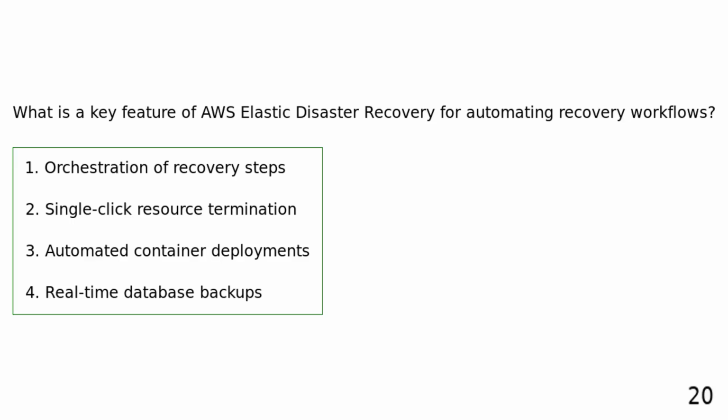What is a key feature of AWS Elastic Disaster Recovery for automating recovery workflows? Orchestration of recovery steps. Single-click resource termination. Automated container deployments. Real-time database backups.